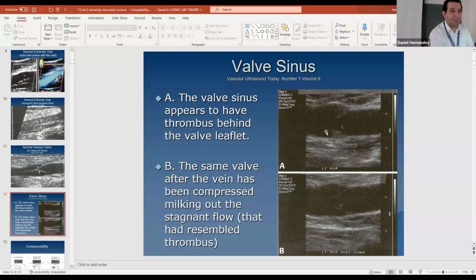This is a good example of when, if you push on the vessel at that point, you might be able to actually, we call it milking out or squeezing out, some of that stagnant blood that's sitting in that sinus. So it may look like a clot, but in actuality, when you push on that, it's just stagnant blood that's sitting in there that hasn't actually clotted yet.